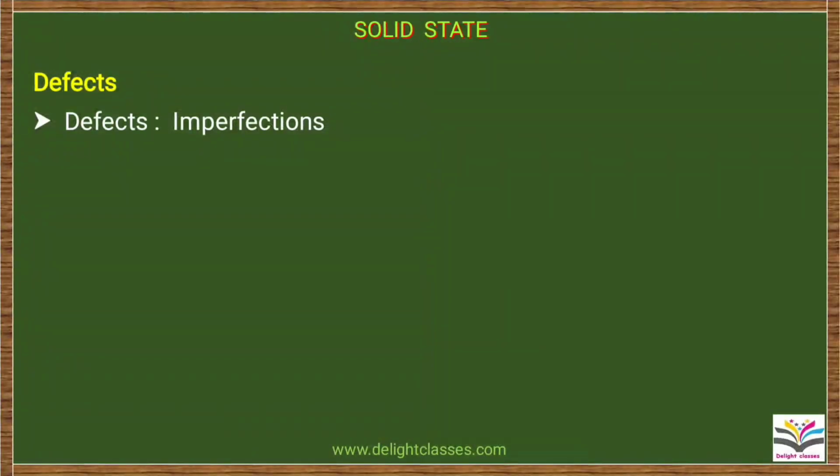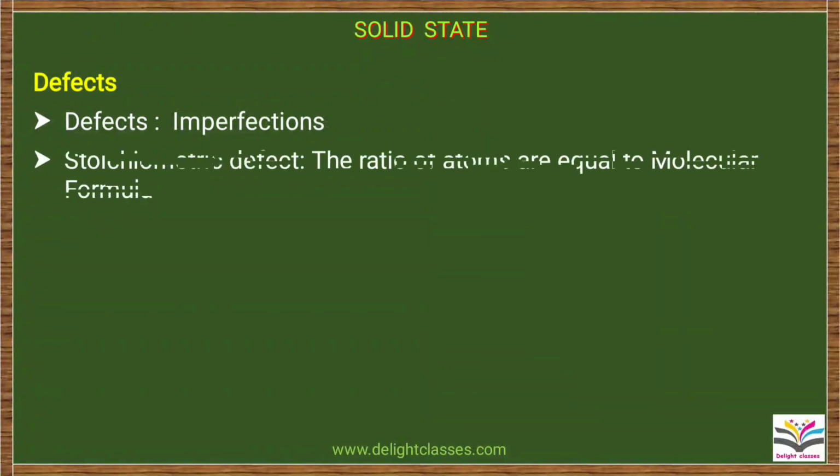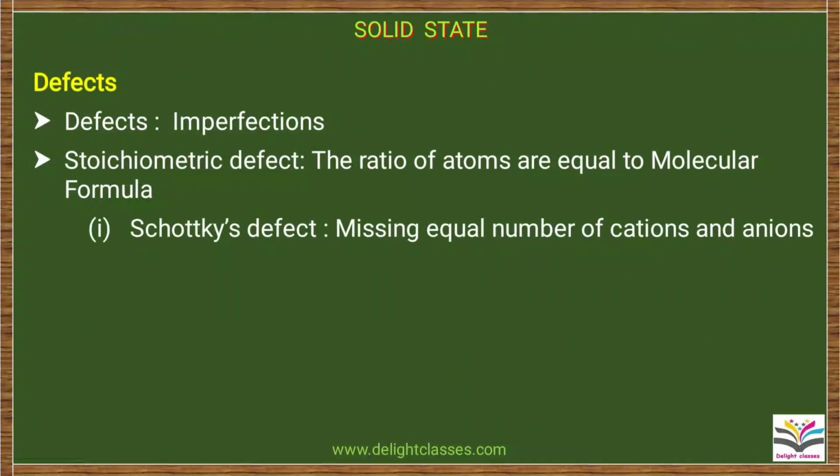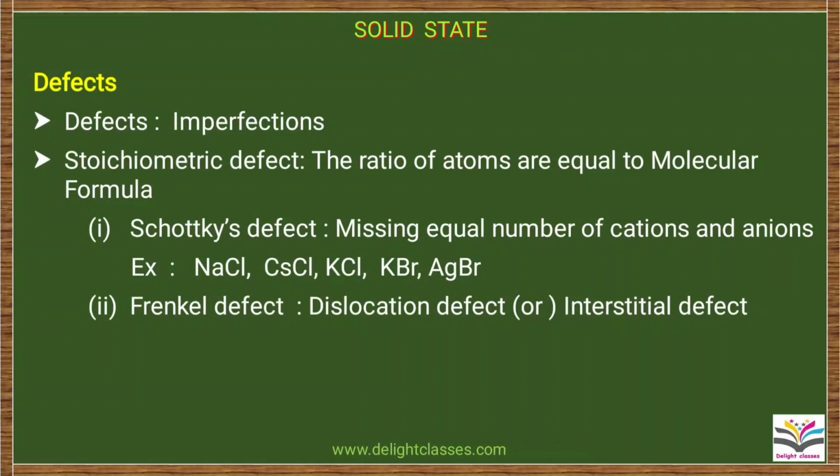Defects: imperfections. Stoichiometric defect: the ratio of atoms is equal to the molecular formula. In that, Schottky defect: missing equal numbers of cations and anions. Examples: NaCl, cesium chloride, potassium bromide and silver bromide.